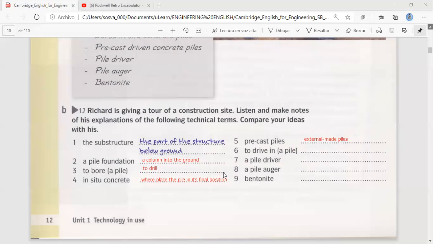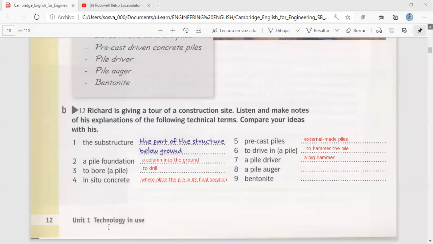To hammer. Okay. Yeah. So the pile driver, hammer. In this case, it's a big hammer. Okay. But what about to drive in? Is the action to drive in a pile? To hammer in. To hammer that pile. Okay. That's the action. Let's continue listening this part.